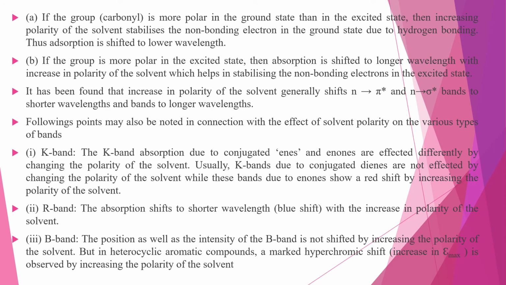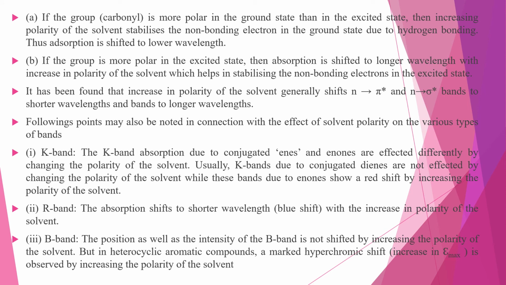So it has been found that an increase in polarity of the solvent generally shifts n to pi star and n to sigma star bands to shorter wavelength, and pi to pi star bands to longer wavelengths. The following points may also be noted in connection with the effect of solvent polarity on the various bands. First, the K band.